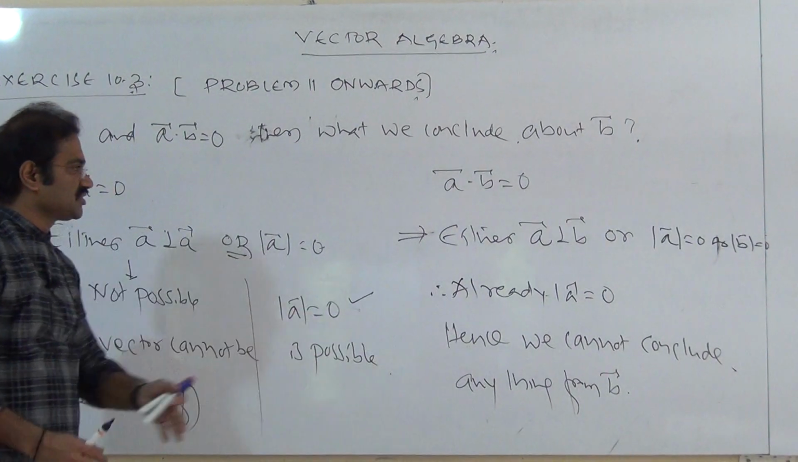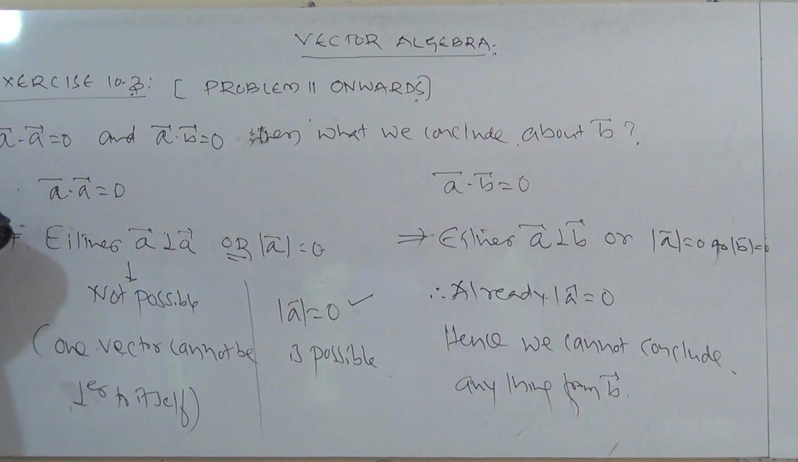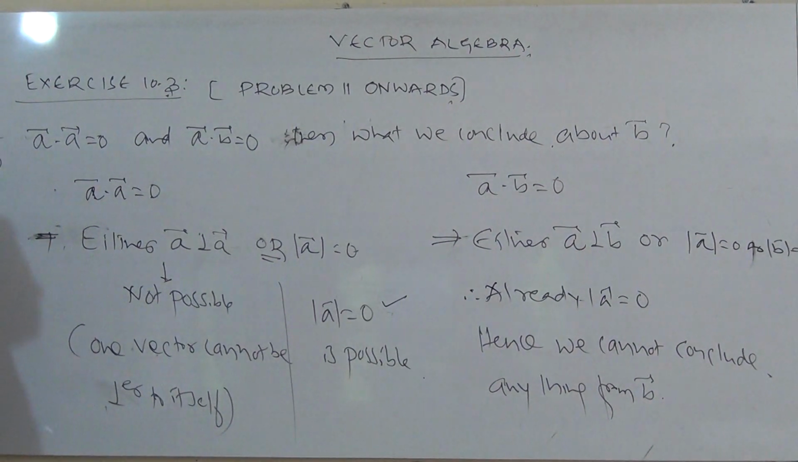So this is the discussion. A dot A equal to 0 and A dot B is equal to 0. Then what is the conclusion about B, they ask.